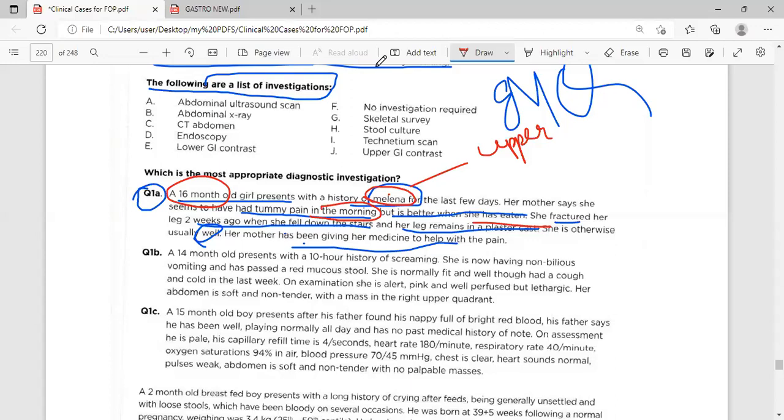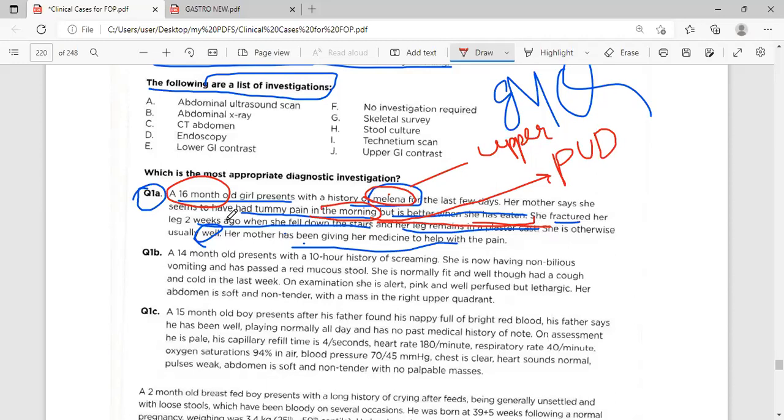So what kind of peptic ulcer disease? There are two types of peptic ulcer, as I said. Gastric ulcer usually worsens when you take food, but with duodenal ulcer you will have the pain, but it resolves when you take food. They are saying that she gets better when she has eaten, so she will have pain in the morning and gets better when she eats. So this is a case of peptic ulcer disease, or to be very specific, duodenal ulcer. This is our second clue.